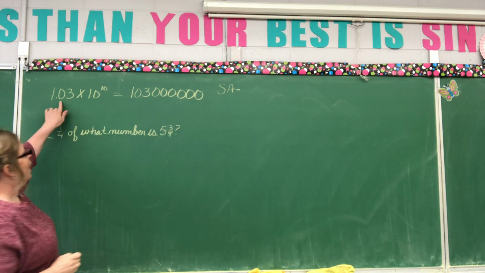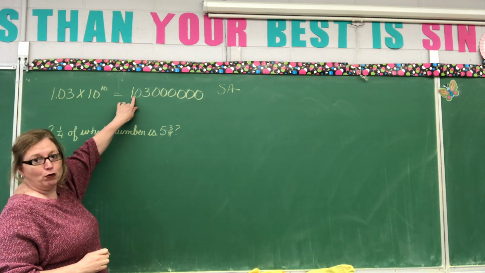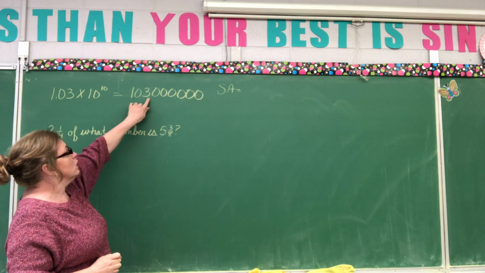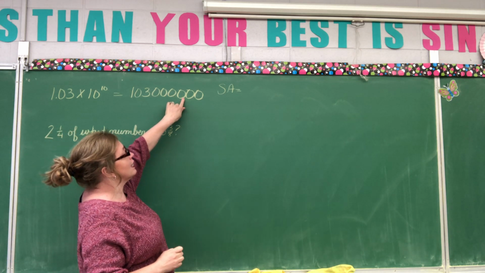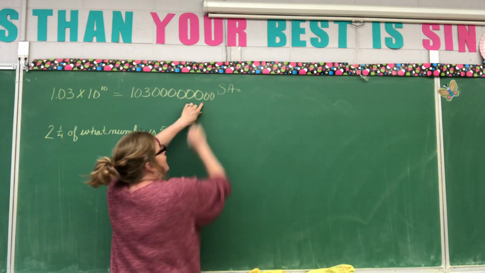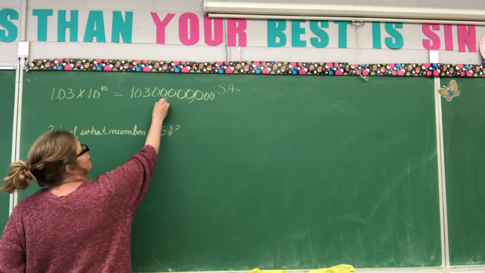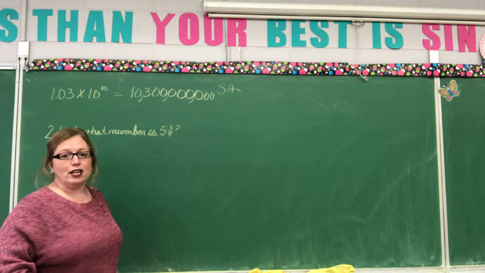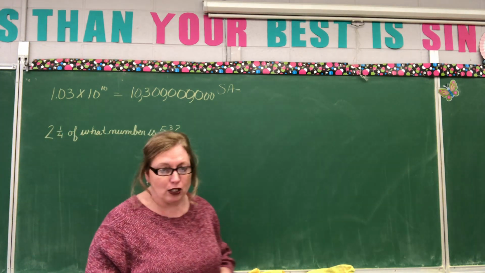Okay, so I started between the 1 and the 0 right here, and I need to move 10 places. So 1, 2, 3, 4, 5, 6, 7, 8, 9, 10. Okay, now I'm going to go over here and I'm going to put my commas in every third place. There's my standard number.